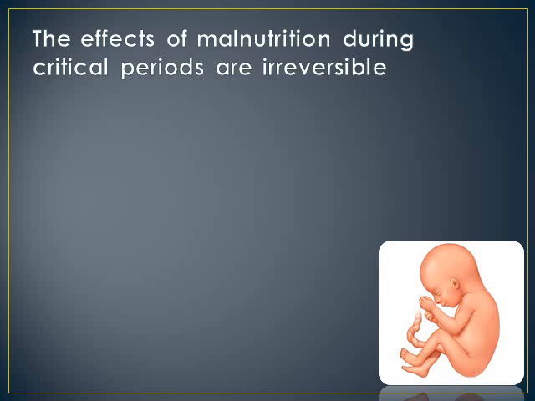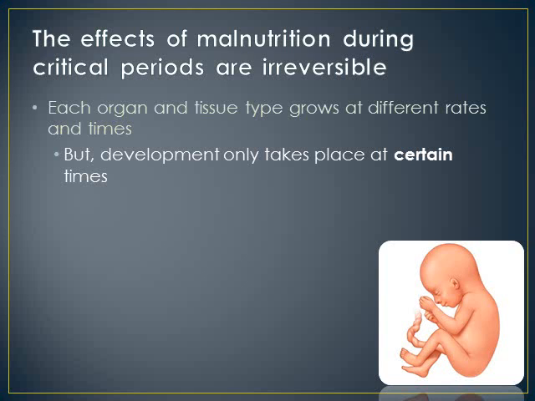As mentioned previously, the effects of malnutrition during these critical periods, those times of high cell division and development, are irreversible. If something's going on during development and there's not adequate nutrition available, your body can't go back and make it up later. So each organ and tissue type grows at different rates and times, but the development only takes place at certain times. Things in the body are pretty well scheduled out. You can't say, oh, I'll get my calcium later to help with bone development of the fetus. It doesn't work like that. When bones are developing, that's when you need calcium. So you need calcium all the time.